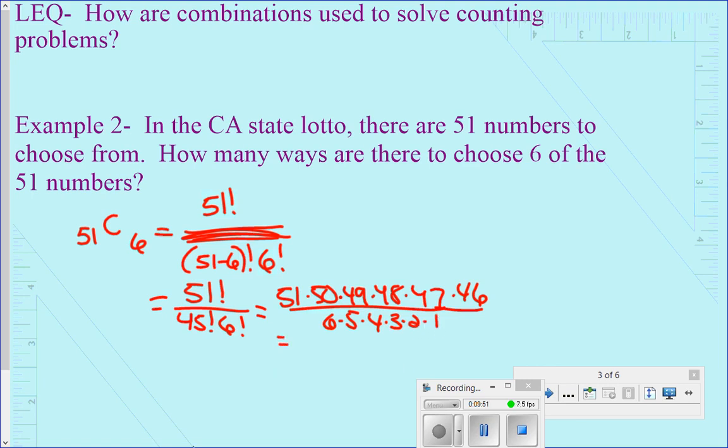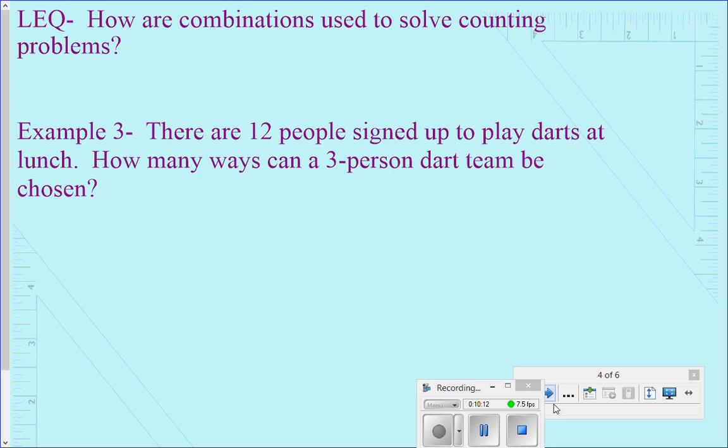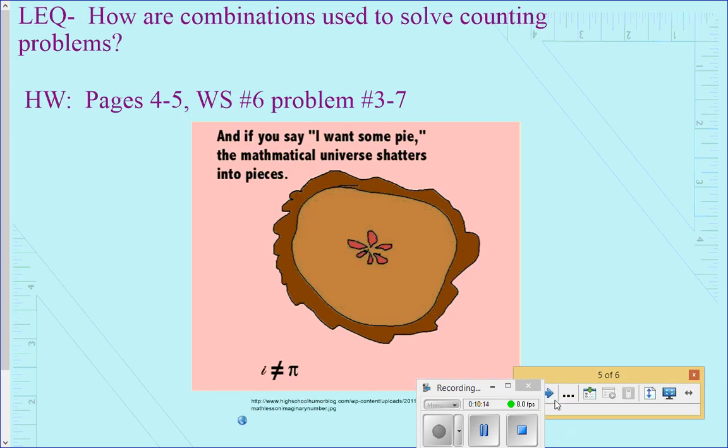And when I do that, 51C6 is 18,009,460. Okay, whoops.